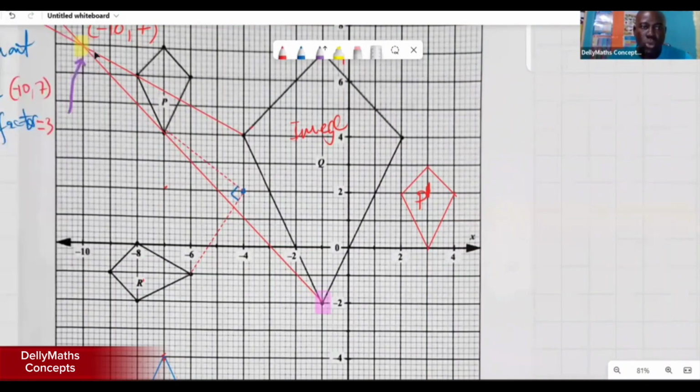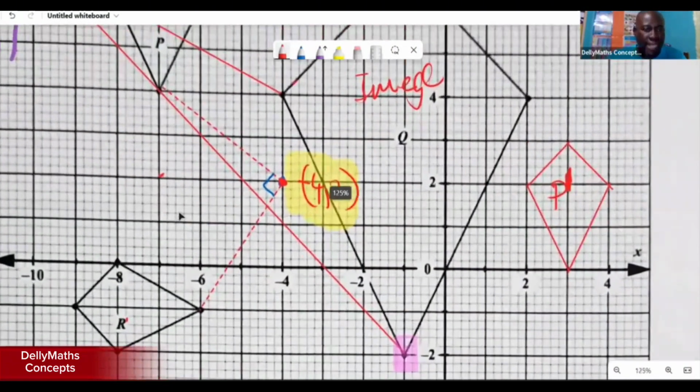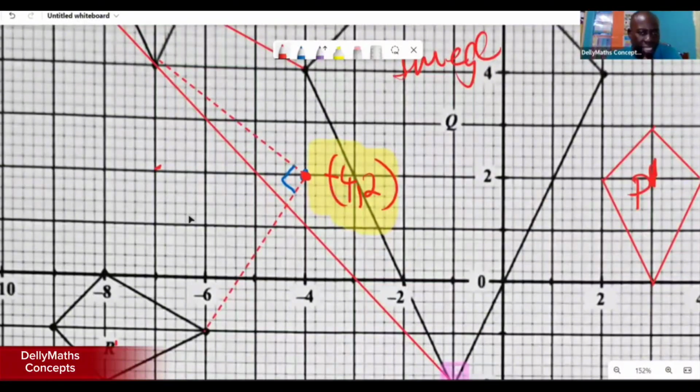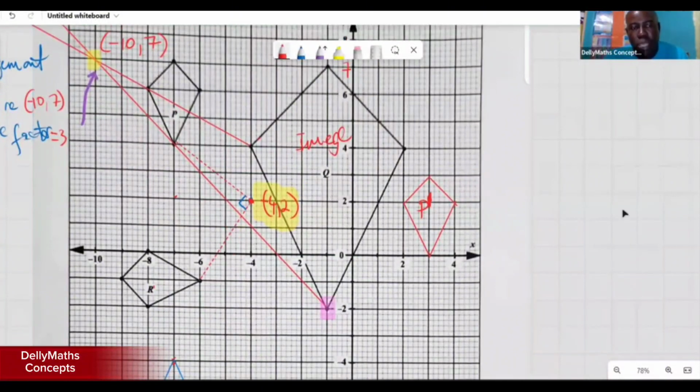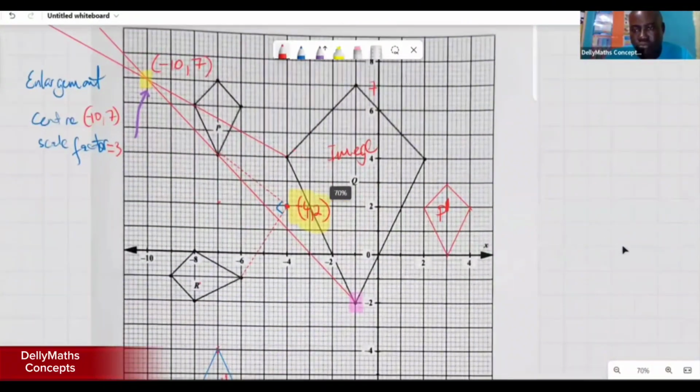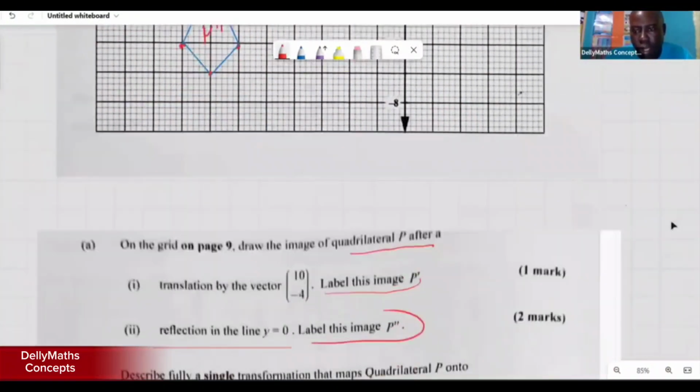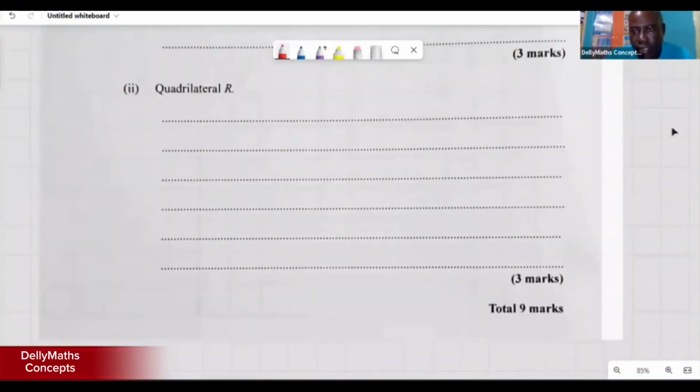And you can use any two corresponding points. As long as you connect the two corresponding points to your center, you will definitely see the angle, right? So the center is -4, 2, which is right here. You connect that and you're seeing that 90 degree rotation in an anti-clockwise direction about the center -4, 2, right? There we go. All right, so that's that.